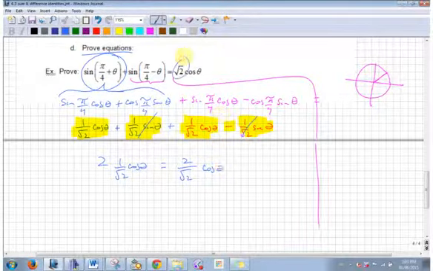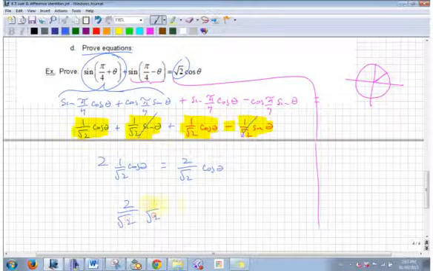Is that the same as that? Can I do this? Yeah. So root 2 times root 2? Yeah, that is the same. Okay. Not so bad.